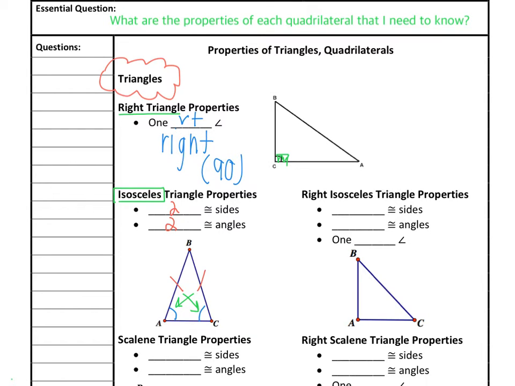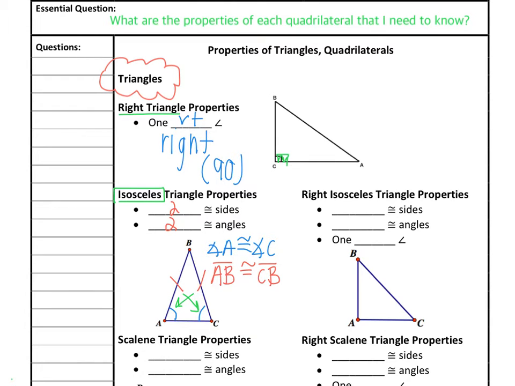So off to the side here, if I want to write that down, angle A congruent to angle C. And we also had said that side AB was congruent to side CB. So isosceles, two congruent sides, two congruent angles.